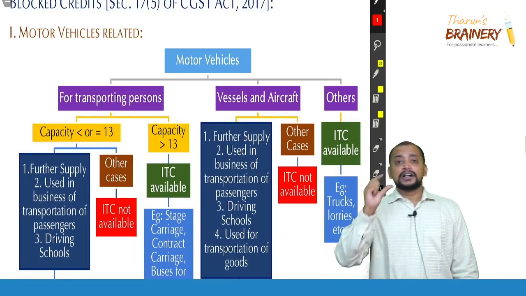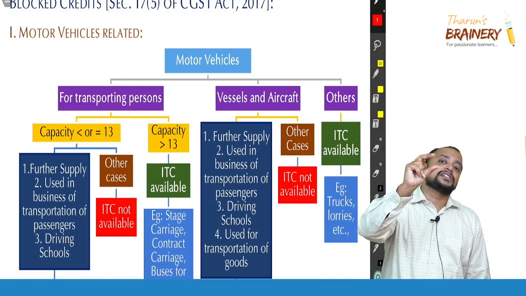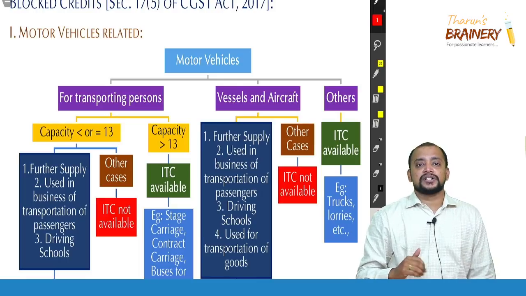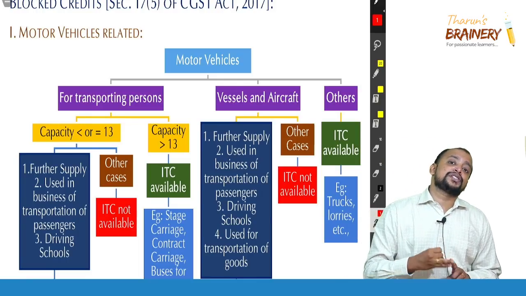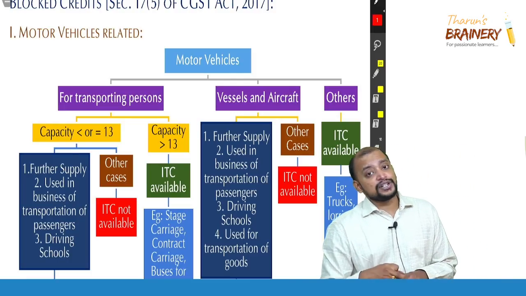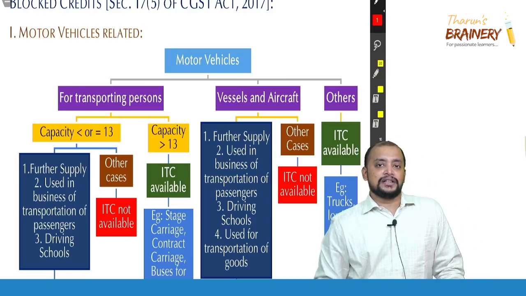First of all, a car is a motor vehicle for the transportation of persons, with capacity not exceeding 13. Does it come under the exceptions? No. It is not used for further supply. Number 2, it is not used in the business of transportation of passengers. Number 3, it is not used in the business of a driving school. So ITC is not available in that case.